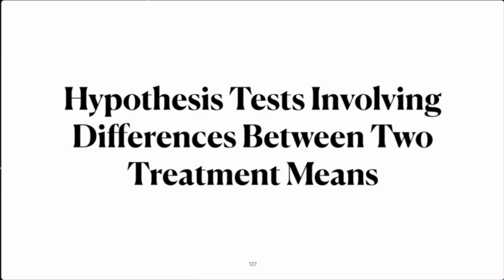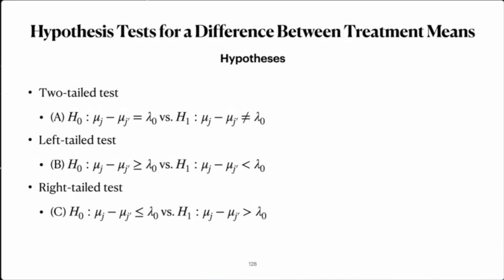So let's look at a particular situation here, a hypothesis test involving differences between two treatment means. So, in other words, pairwise differences. And so you'll see here that we have the three types of tests that we typically have. We have a two-tailed test, a left-tailed test, and a right-tailed test. The two-tailed test has a null hypothesis that says that the difference between treatment means mu sub j and mu sub j prime is equal to some hypothesized value, lambda sub 0, against the alternative hypothesis, which says that that difference is not equal to lambda sub 0.